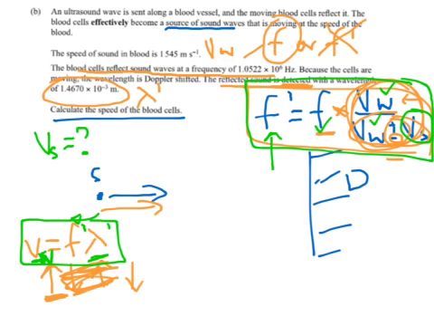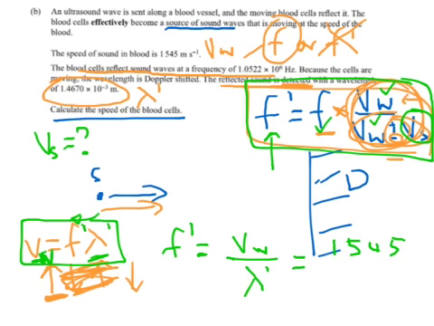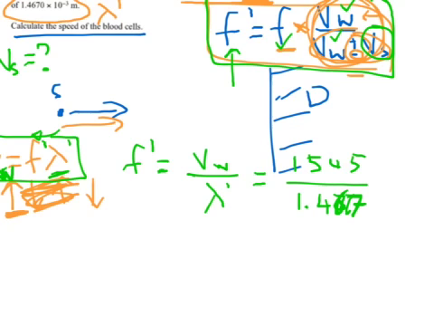I don't know if I'll perform the calculations, but I'll show you how we do them. Because we're trying to find F dash, we rearrange. F dash equals velocity of the wave divided by the modified wavelength. That's 1545 meters per second divided by 1.4667 times 10 to the minus 3. My dyslexia's on this morning, I have to be careful. So you'd plug that in to find F dash.